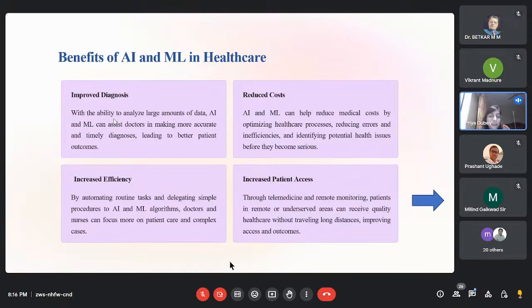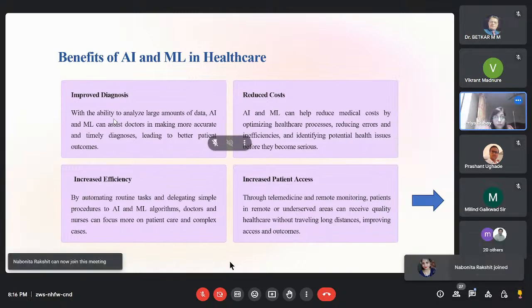Then is increased efficiency, because by automating routine tasks and delegating simple procedures to the algorithms, doctors and nurses can focus more on patient care because their time has been saved. So the efficiency increases automatically.